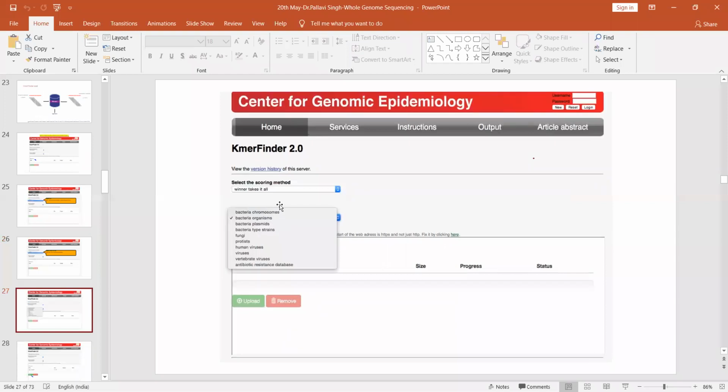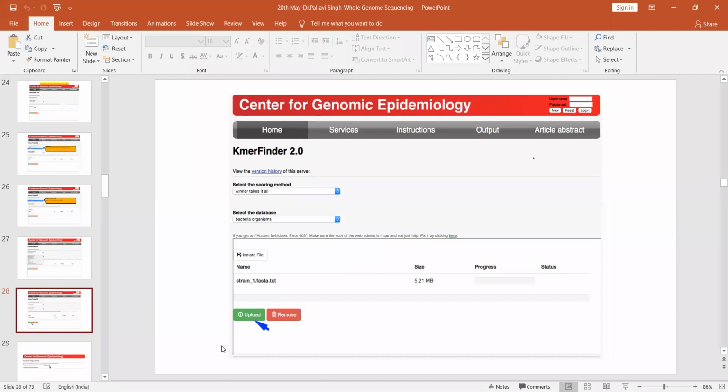you have to select the type of organism. So you can see from here, it is having a database of bacterial chromosomes, bacterial organisms, plasmids, bacteria type strains, fungi, protists, human viruses, vertebrate viruses, antibiotic resistance database. So I have taken an unknown sequence and I want to know whether it is a bacteria, which bacteria. So I have selected bacteria organisms.